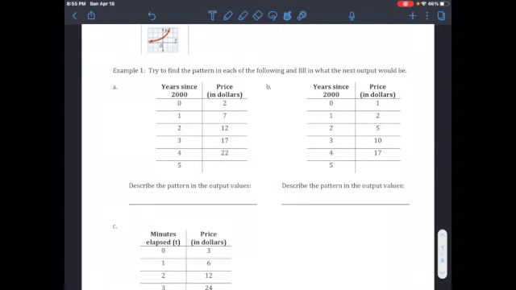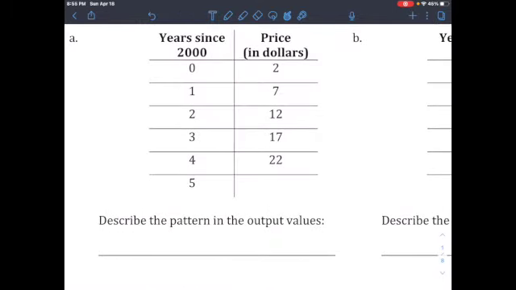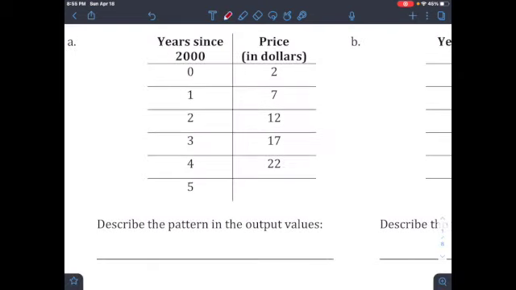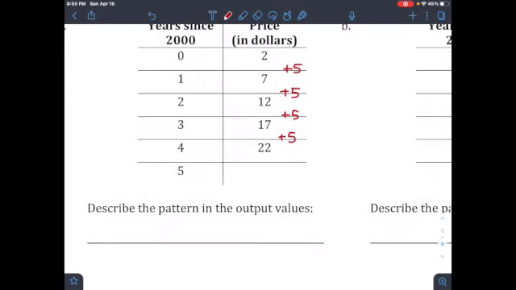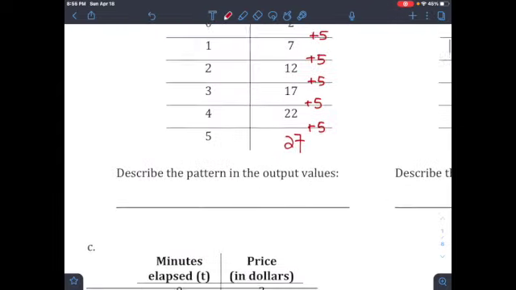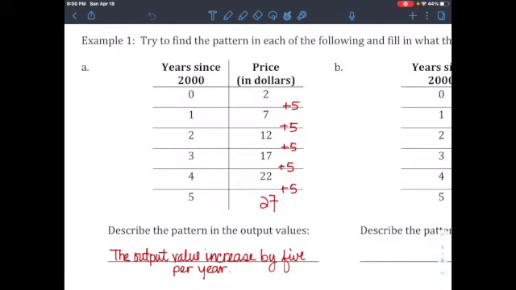Example number 1. Try to find the pattern in each of the following and fill in what the next output will be. So let's take a look at example A. If you take a look, year since 2000 is going up by 1 year. Price in dollars is going up by 5 and then going up by 5. From the previous lesson, you should know 22 plus 5 gives you 27. Then describe the pattern in the output value: it increased by 5. So the pattern I put down for example 1 is the output value increased by 5 per year.